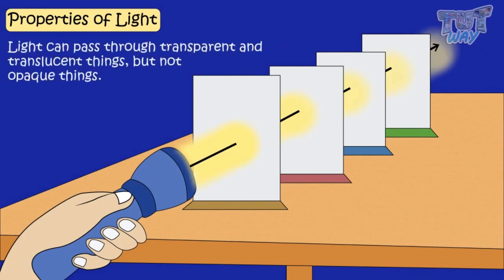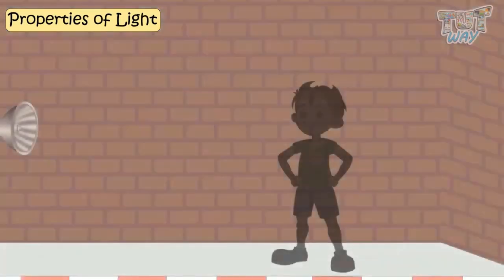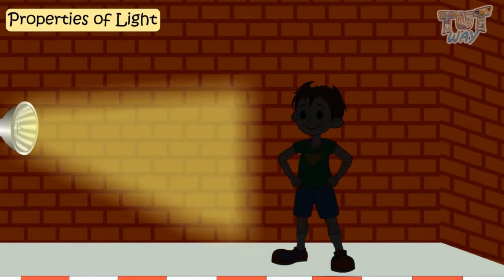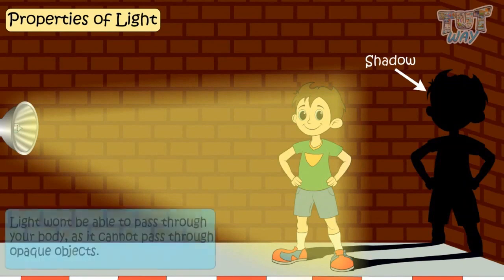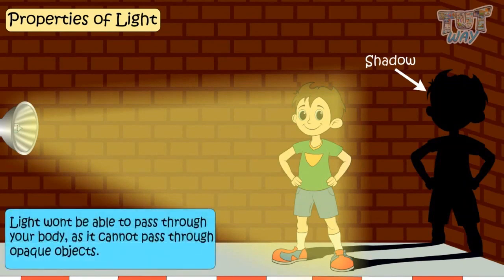And light can pass through transparent and translucent things, but not opaque things. Stand against some source of light. And as your body is opaque, that is, light cannot pass through it, it will cast a shadow. That is, light won't be able to pass through your body, as it cannot pass through any opaque object.